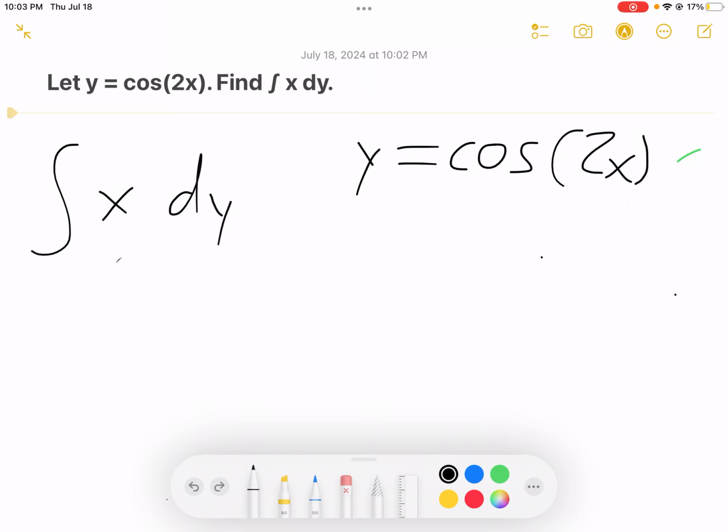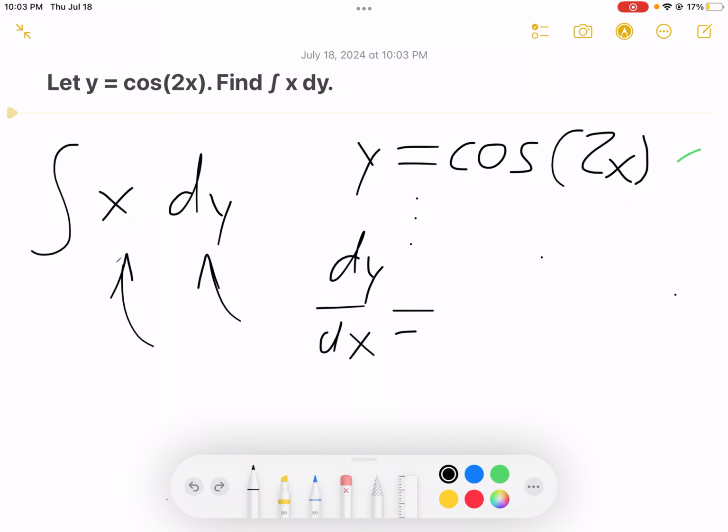The main problem here is trying to find the worm of something that is in terms of x, but we have a y. We know what y is, so we need to just define dy in terms of dx and x. We can do that just by differentiating both sides of this equation, because if we differentiate this, we're going to get dy over dx equals something. So we take the derivative on both sides with respect to x.